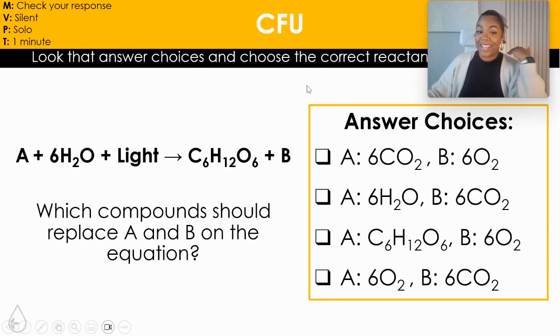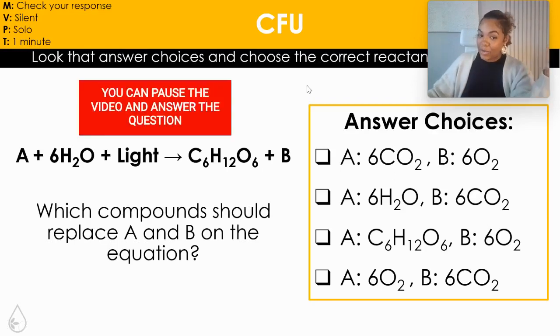Hopefully that helps you remember because we're going to test your knowledge right now. Take 15 seconds, either remembering the song or the equation, and I want you to go ahead and answer this question. You can pause the video now.